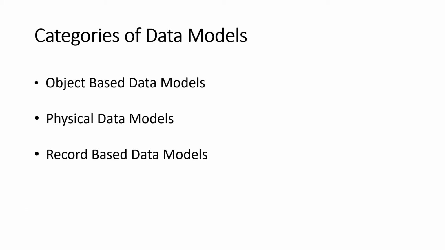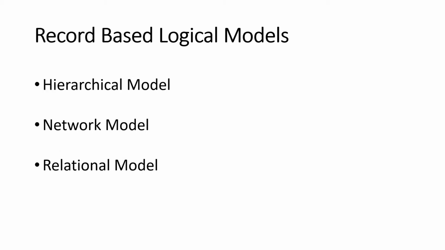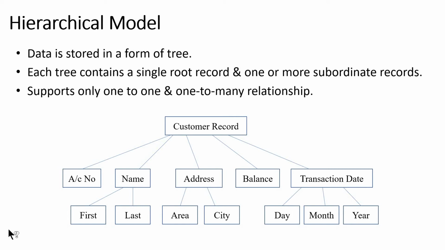In record-based data models, there are three main types available. The first one is the hierarchical model, the second one is the network model, and the last one is the relational data model. And the most widely used record-based logical model is the relational data model. The other two are not widely used. Let's see the first one, the hierarchical database model.